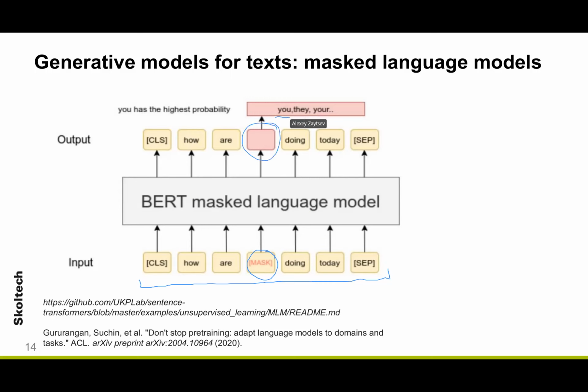Our best guess is you, they, or your. And as we know the actual true value, for example, you, we can compare the loss function between the true value and what we recovered. And so we have this loss function. We don't need supervision because we just dropped some tokens in sentences we already have. And we train these models quite successfully. Most of the modern models in language are somehow based on this idea. They also transfer quite well.